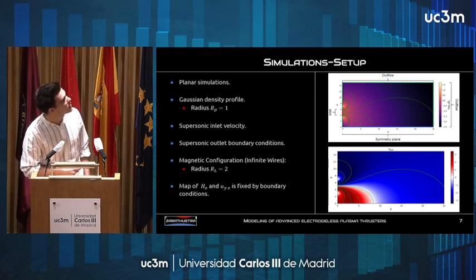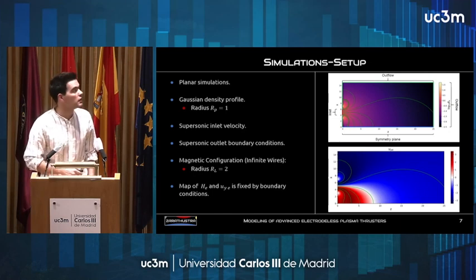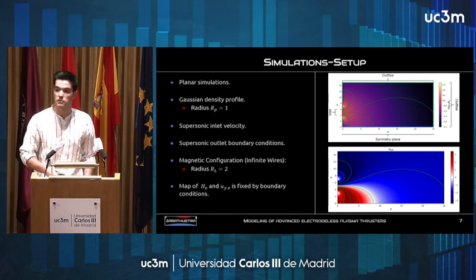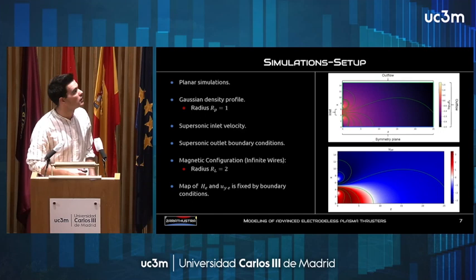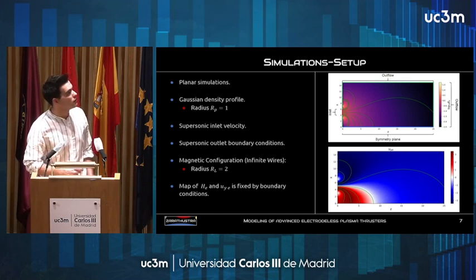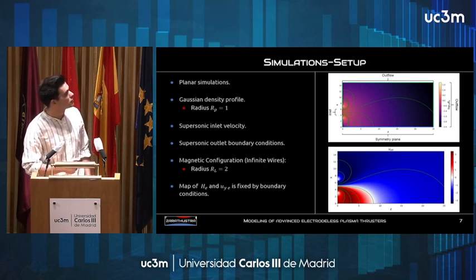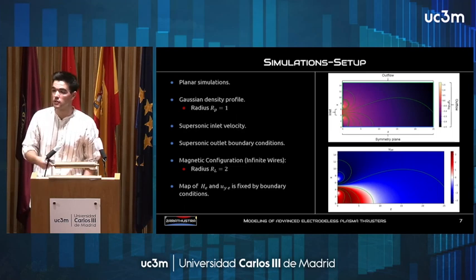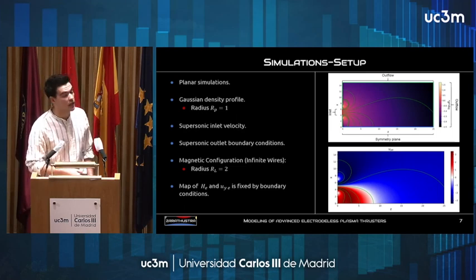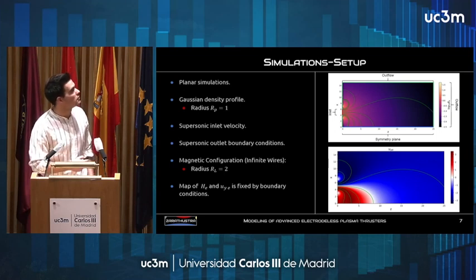I hope you can see it. We input a Gaussian density profile with a radius of 1 and supersonic inlet velocity. The other boundaries are just supersonic outflows. And what's the magnetic configuration? We're using infinite wires, which is the planar counterpart to a standard coil, with twice the radius of that of the plasma density.